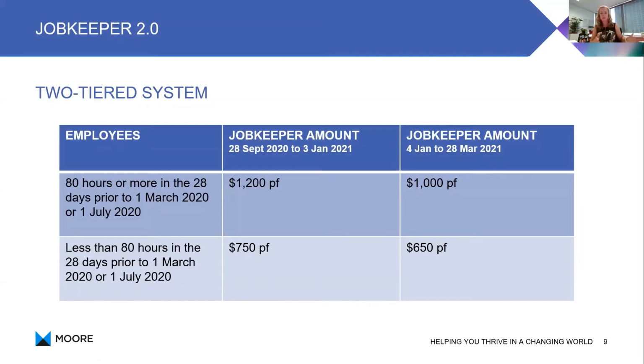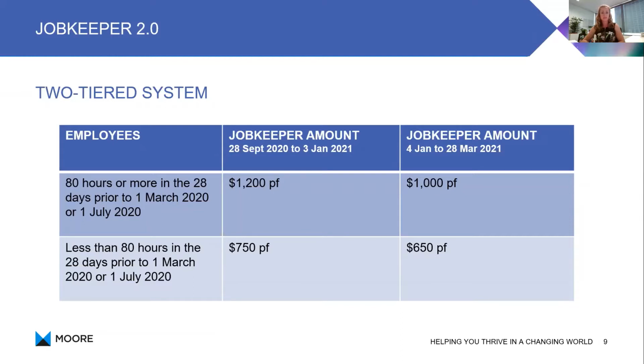So say you pay weekly, you'll use 4 weeks of pay. Fortnightly, you'll use 2. So long as that pay cycle's finished before 1 March, you use that period there to test your employees and how much they worked. It's assumed if they're a full-time employee, they'll be on the higher tier.